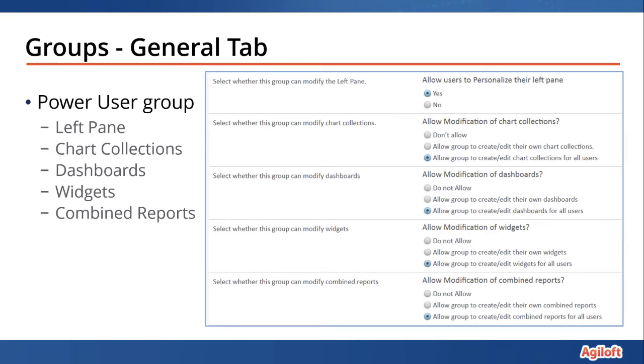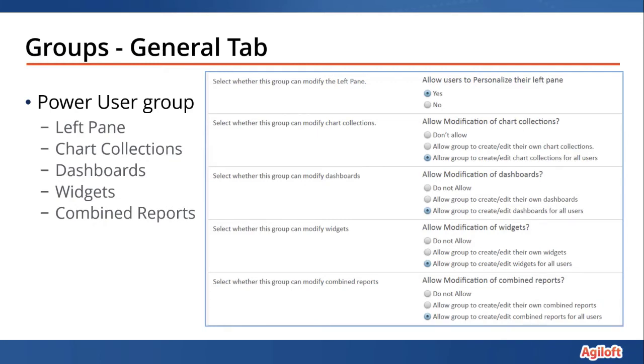From here, we can set whether the users can personalize their left pane. This permission allows users to control the content and order of tables that they can view along the left side of the system. We can also select whether the users can modify chart collections, and this will allow users to change which charts they can see when they navigate to the Chart Collections menu from the Home section of the left pane. Chart collections allow users to group commonly used charts into a single set that can be generated with one click.